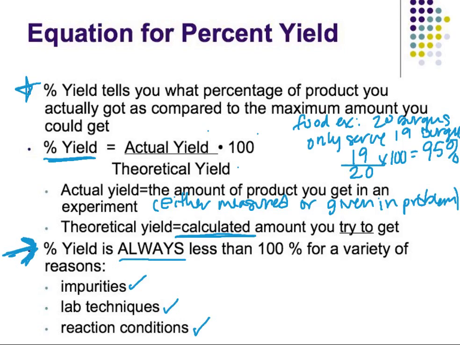If your measurements are wiggling around on the scale a little bit, then that could mean your measurements are a little bit off, and that would affect your percent yield.